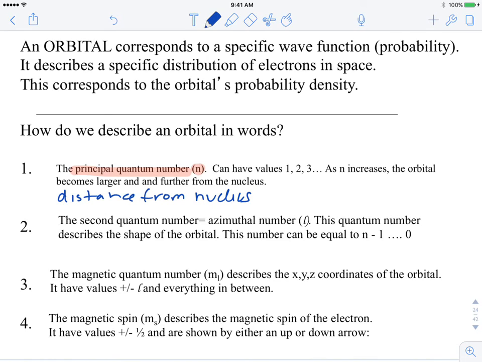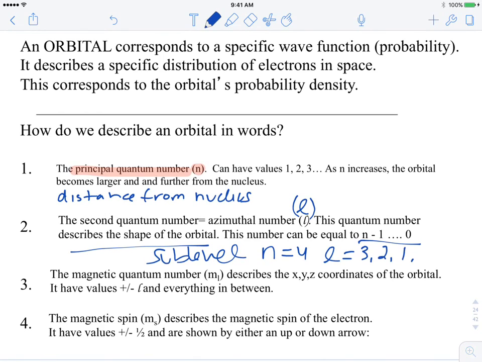The second number that describes an orbital is called the secondary quantum number, or the azimuthal number, and it's given the symbol l. And this describes the shape of the region of space where you would find the electron. This is also known as the sublevel. The sublevel has numbers, and they are related to the principal energy level. They can be equal to n minus 1 down to 0. For example, if I have an energy level n equals 4, I can have an l that is equal to 3, 2, 1, or 0.